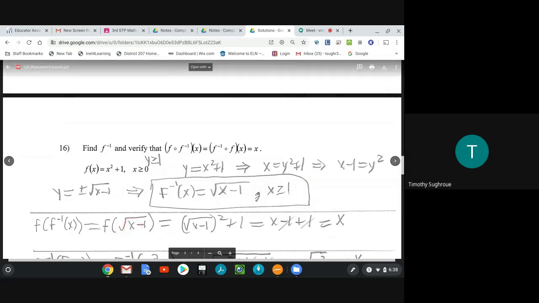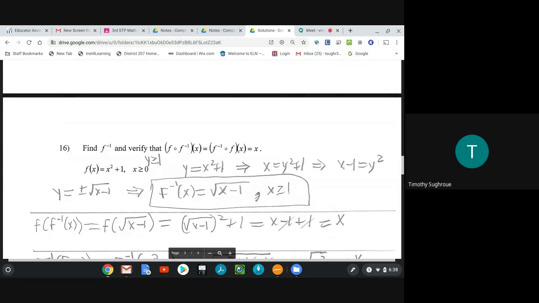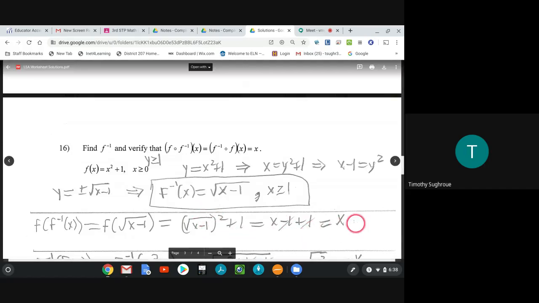Now this comes into the original function. The original function says whatever comes in, square it and add 1. The square root of x minus 1 is the input. Square that and add 1. If I square a square root, it simply gets rid of the square root. And negative 1 plus 1 cancels to produce an x. So far, so good.